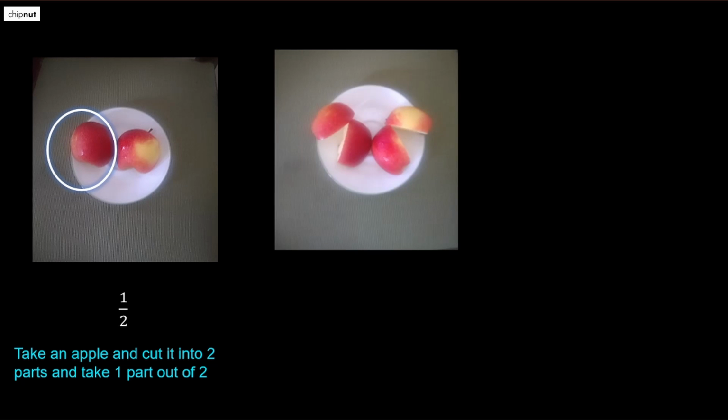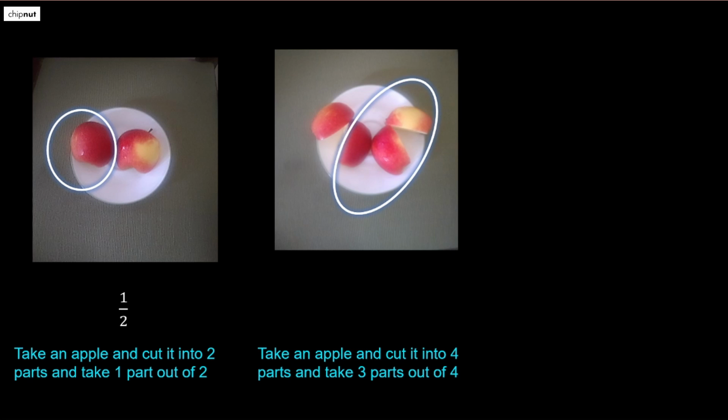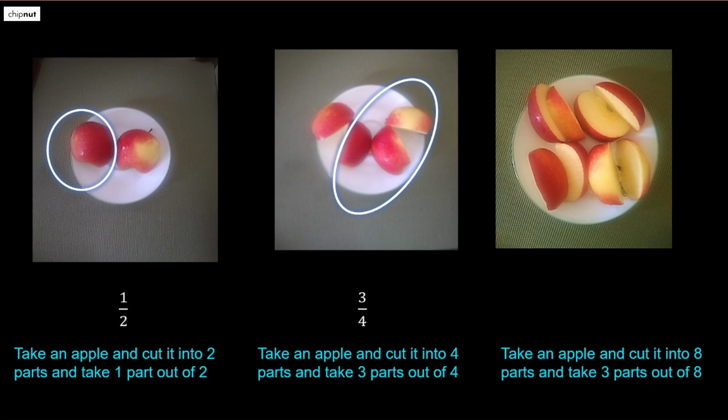Take an apple and cut it into two parts. When we take one part of the two parts, the fraction is 1 by 2. But if I cut it into four parts and take three parts out of it, the fraction becomes 3 by 4. Now 3 by 4 and 1 by 2 are unlike fractions.